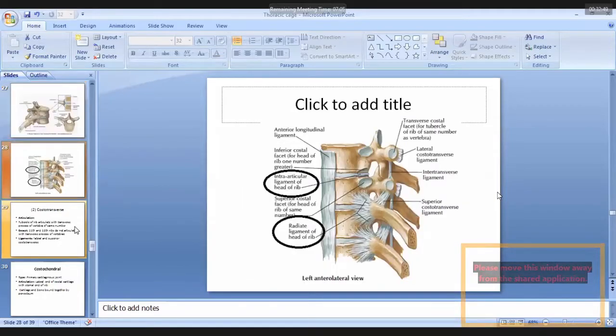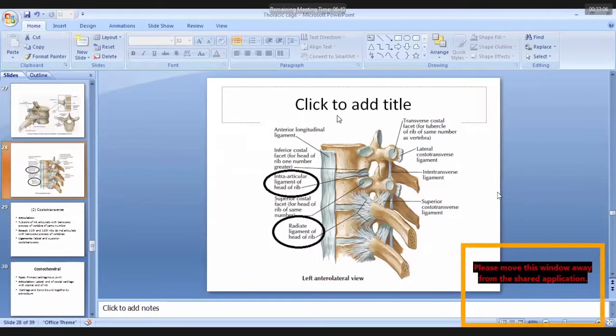So two types of ligaments are attached with the head of the rib, at its articulation with the vertebrae. These are the radiate type of ligament, and the second type of ligaments are the intra-articular ligaments.